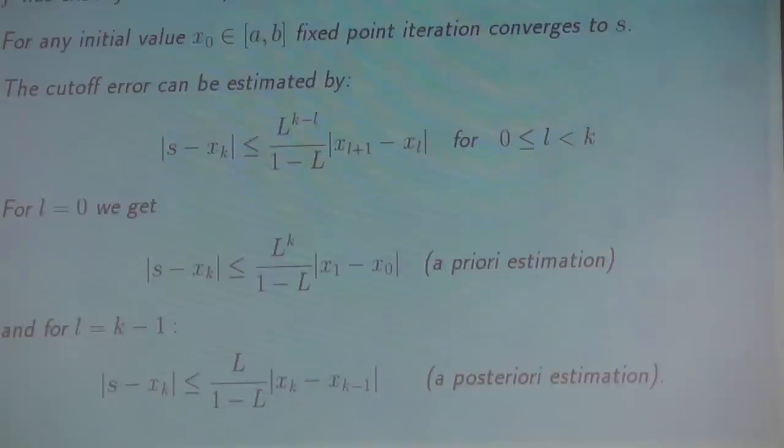And why do we get a bad estimate? Because our iteration is extremely slow. So it would take extremely much time to converge if L goes towards 1. On the other hand, if L is very small, goes to 0, then we can neglect this here. And this is a very small number, so for a fixed number of iteration steps, k, we get an extremely good estimate. So you see, we get fast convergence if L is small.